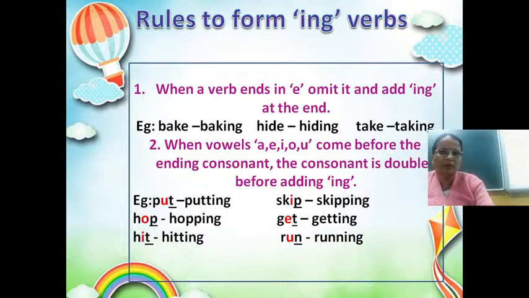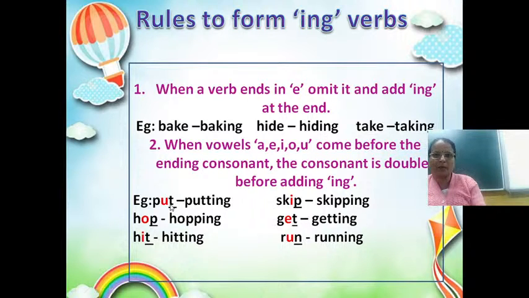Letters other than vowels are called consonants. Exceptions, I told you: there are two semi-vowels, W and Y, but they also work as consonants. So we can say that letters other than vowels are consonants. Okay. So here you can see the second last letter U is a vowel and T is a consonant. So before adding ing, we should double this T.